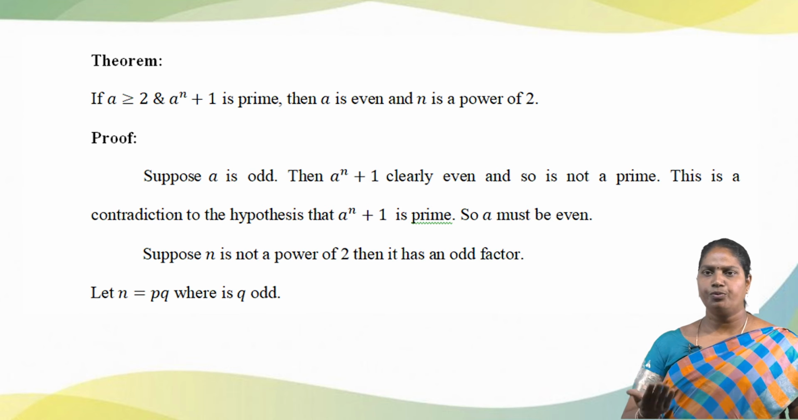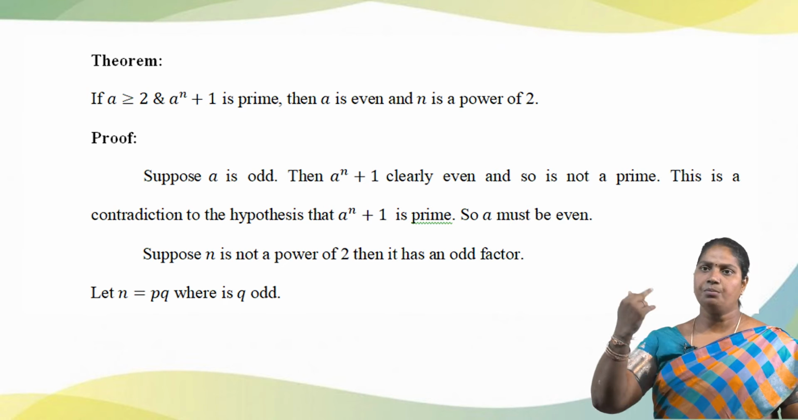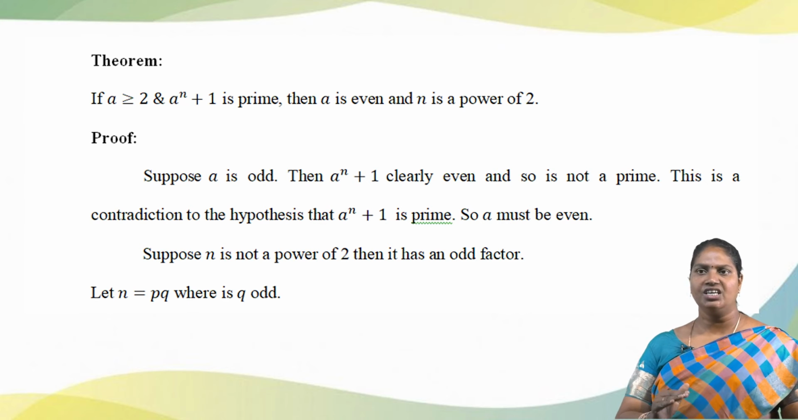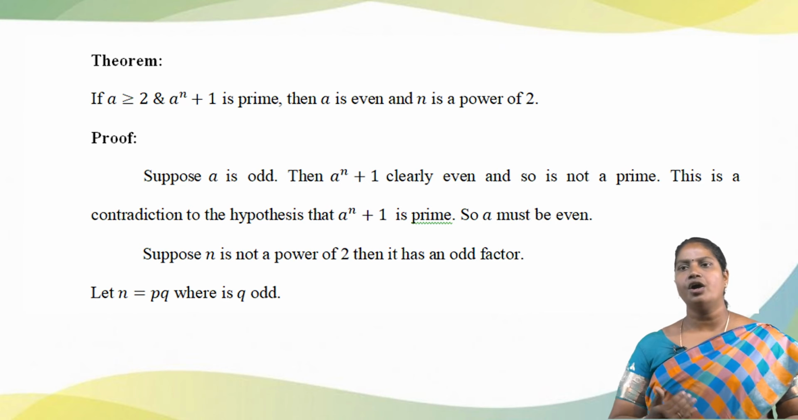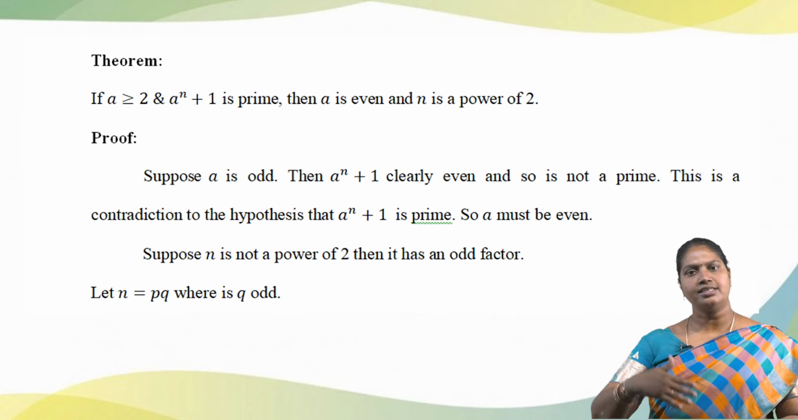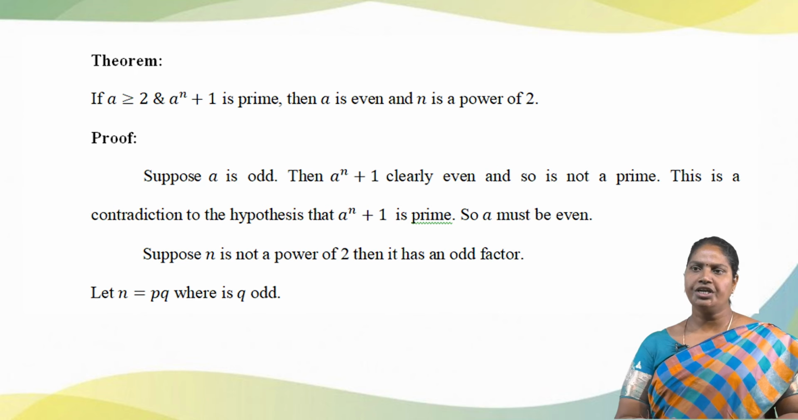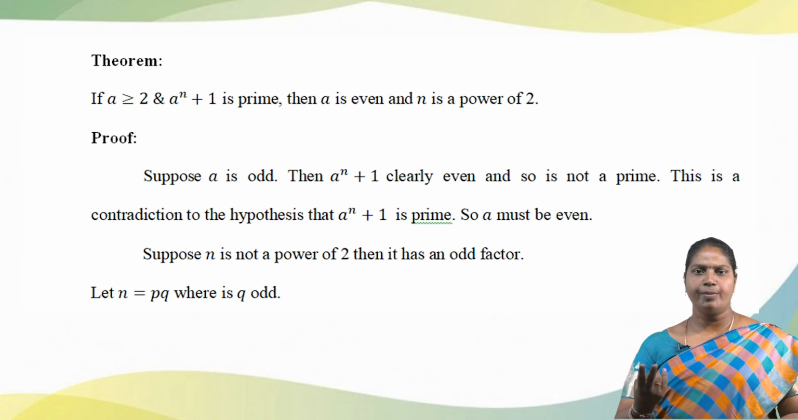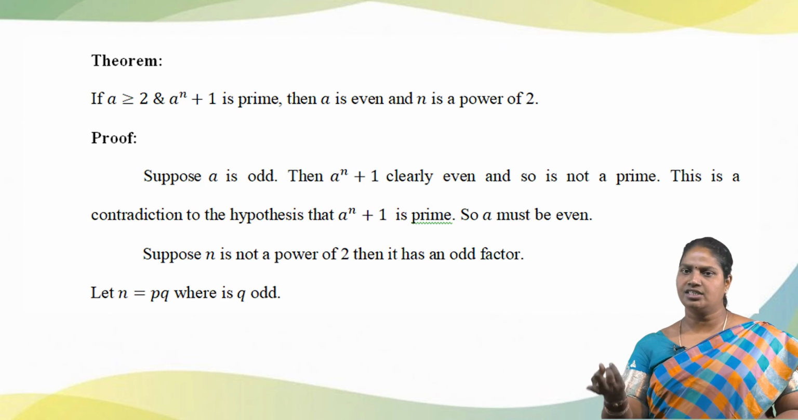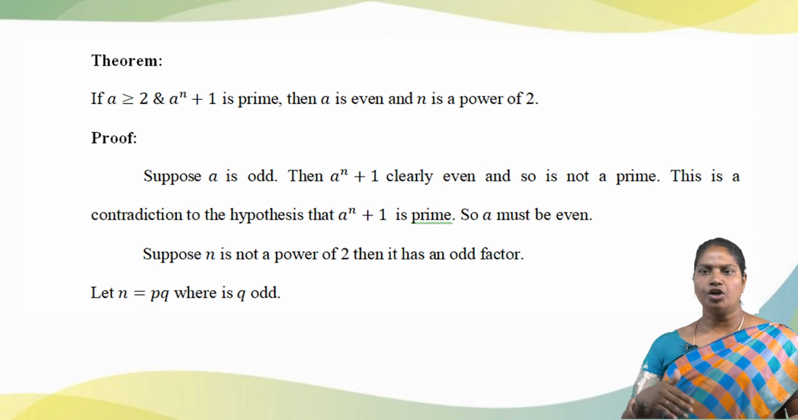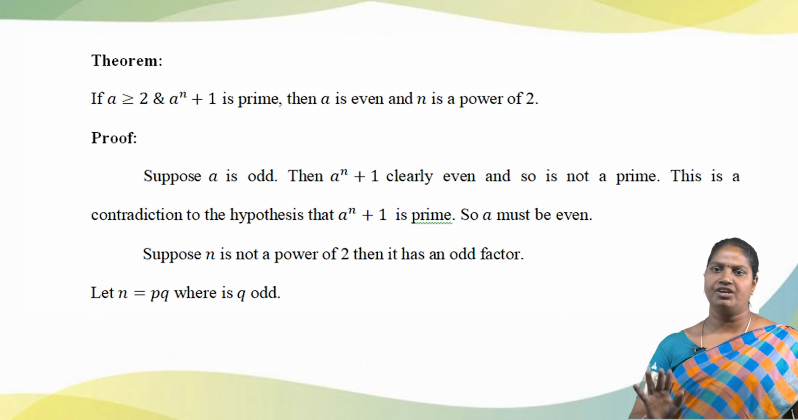Now we are proving the next result: if a is greater than or equal to 2 and a power n plus 1 is prime, then a should be an even number and n is a power of 2. Proof. Suppose a is odd, then we know that a power of an odd number is again an odd number, and if you add 1, then a power n plus 1 is clearly an even number. So an even number is divisible by 2. So it cannot be a prime number because it has a divisor other than itself. So this is a contradiction to the hypothesis that a power n plus 1 is prime. So a must be an even number.